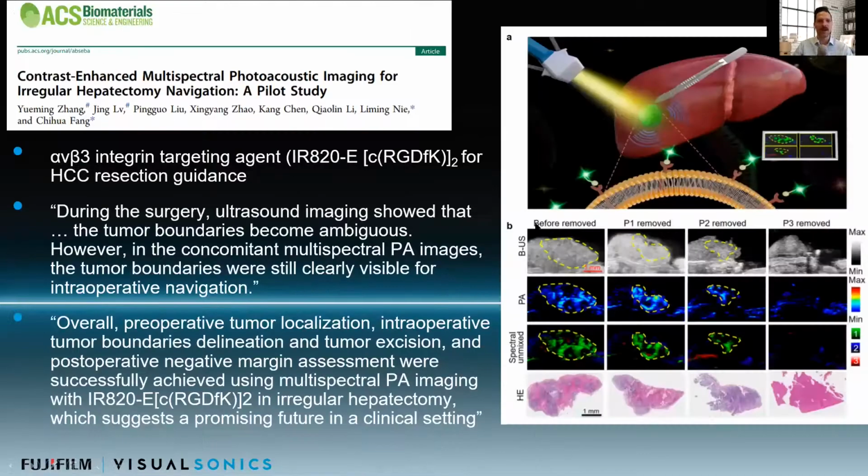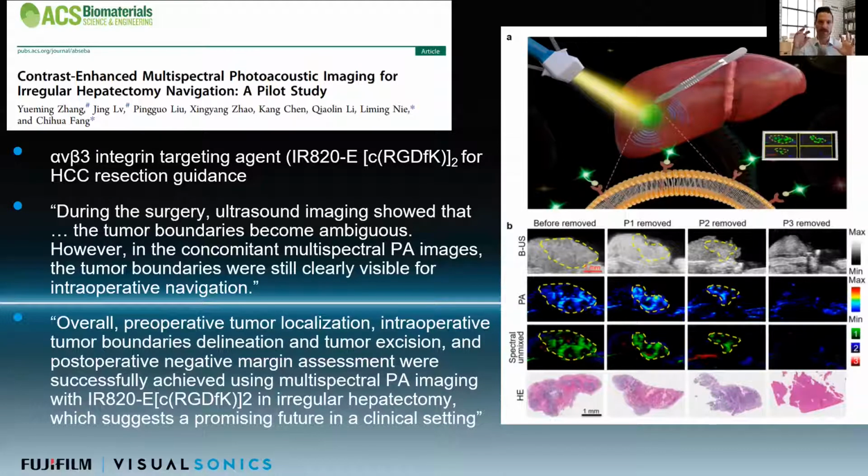So nice paper here. This is a really nice one as well, where instead of just treating a tumor here, they're actually using an alpha V beta 3 integrin targeting agent. Remember, that's just like the AngioStamp agent. They used a different one, an IR820 based agent in this case, where they would grow these, again, HCC tumors, inject this alpha V beta 3 integrin targeting agent, and then they would go in and use this for guidance for surgical resection.